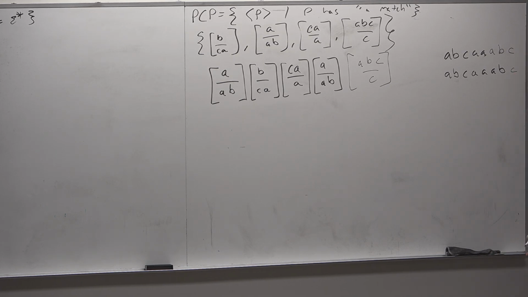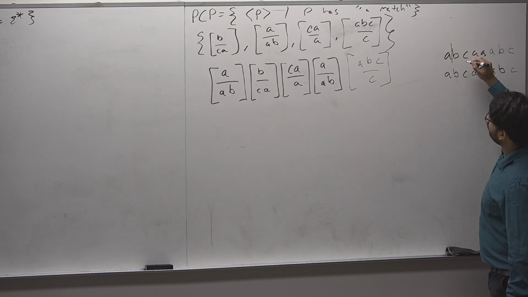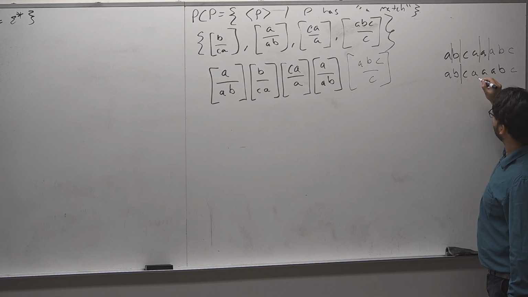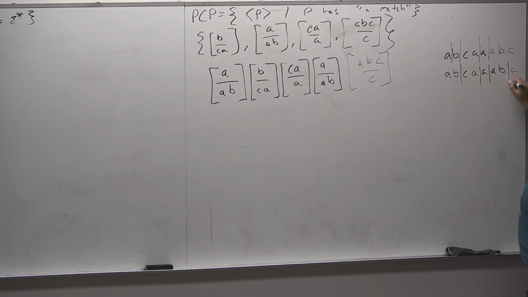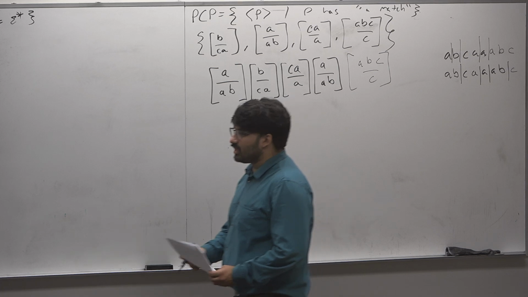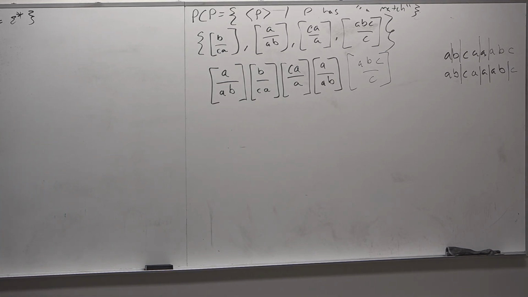Notice that the concatenations at the top are equal to the concatenations at the bottom, even though they're partitioned in a different way. Given a set of dominoes, we ask you, is there a match? Does there exist a sequence of the dominoes that you may concatenate together such that the top equals the bottom?